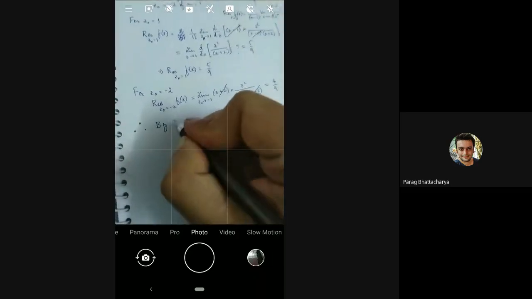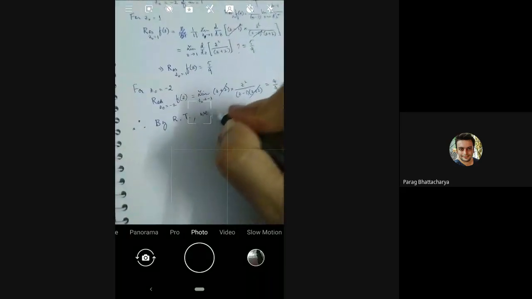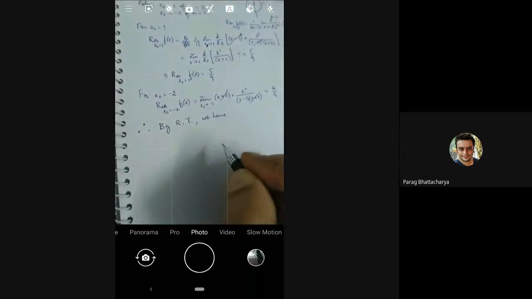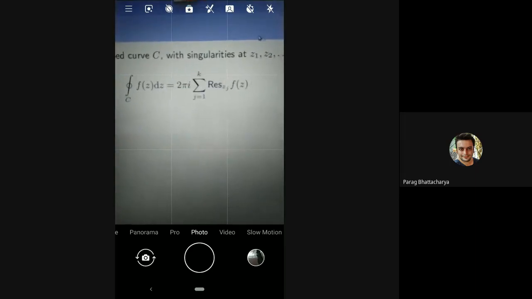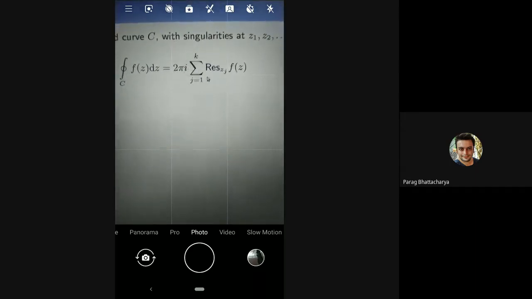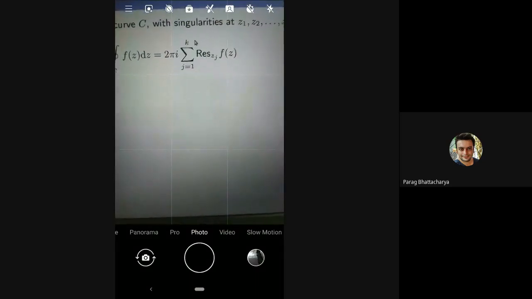So therefore, by the residue theorem, what does the residue theorem say? All I need to do is add up all the residues, and that sum of residues multiplied by twice pi I. That's all we need to do.